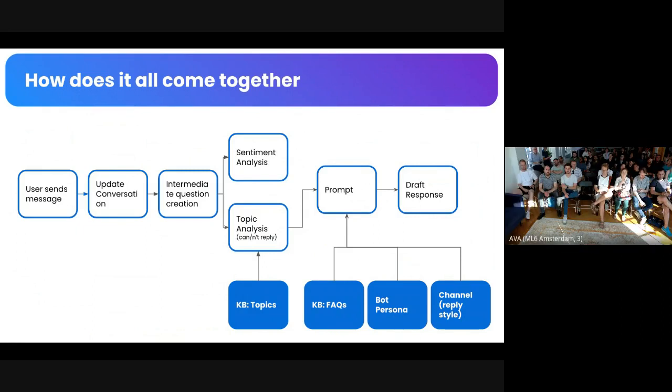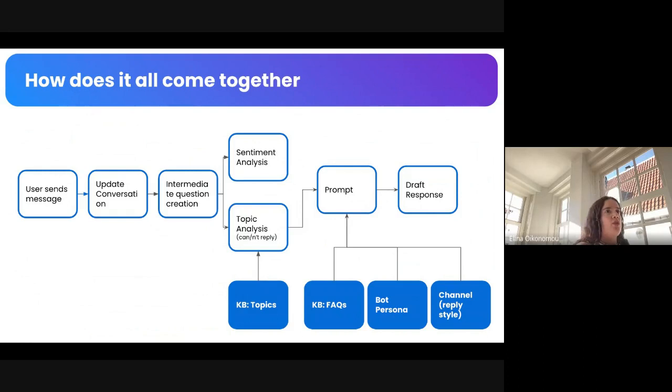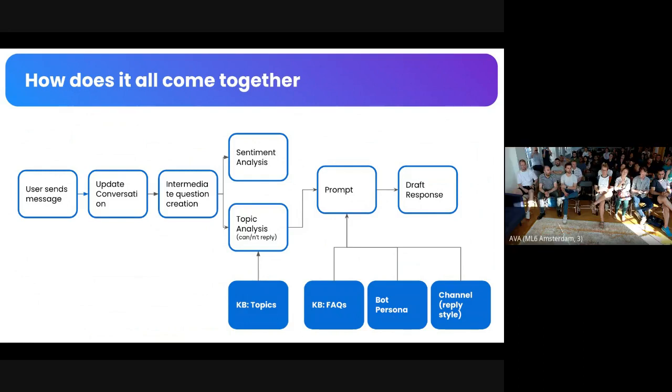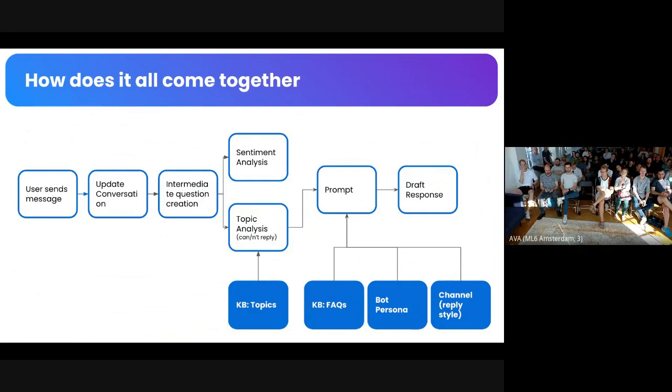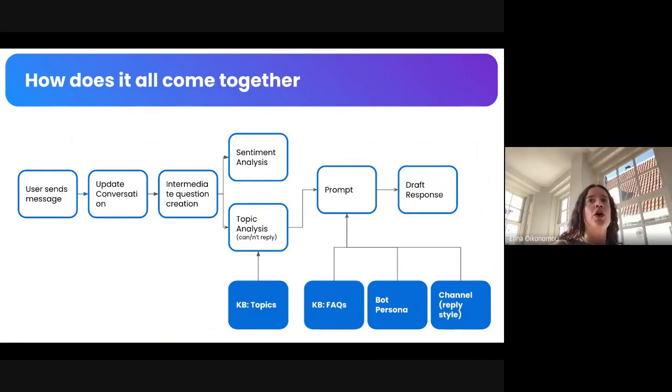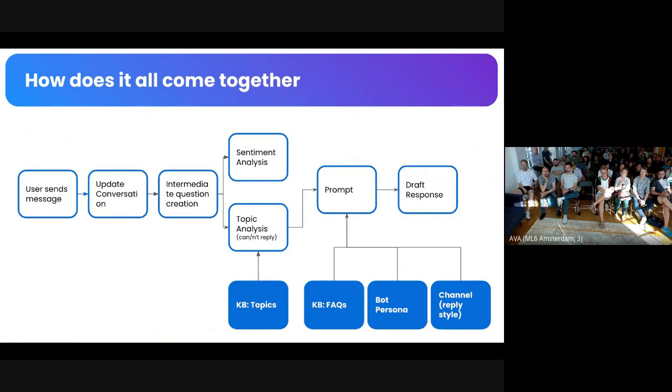So first the user sends a message and then we create or we update the conversation because we keep track of all the conversation between the user messages and the bot messages. Then if it's a follow-up question, we have a step, the intermediate question creation. And that's very useful for follow-up questions because it rewrites the user question with more context if needed.